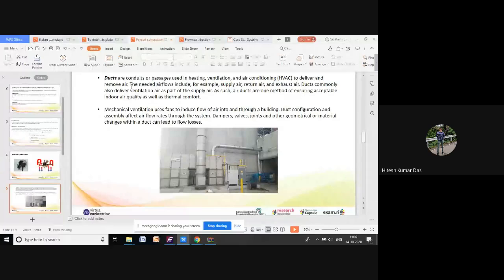Mechanical ventilation uses a fan to induce flow of air into or through a building. Duct configuration and assembly affect airflow rates through the system. Dampers, valves, joints, and other geometrical or material changes within the ducts can lead to flow losses.